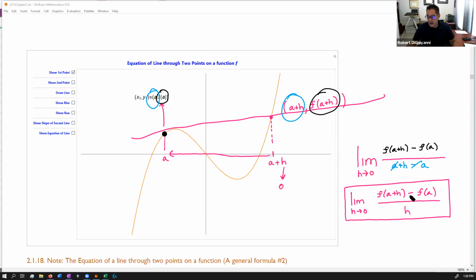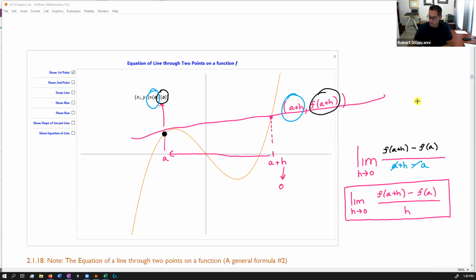Now, I'm going to tell you right now, this is the one that we prefer. This is the one that's used more often, especially when we get to the next section. You'll see why later. Okay, so look, everyone, you get the same result using this formula as you do using the other formula.